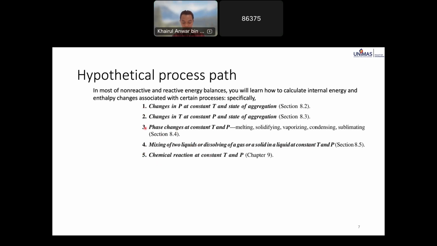Ya dah mixing. Heat of solution and mixing, that one is later lah. Cuma number 5 ya, is reactive process. That one is different. So section 8 or chapter 8 in this book is for the non-reactive processes. So you will learn 1 sampai 4.